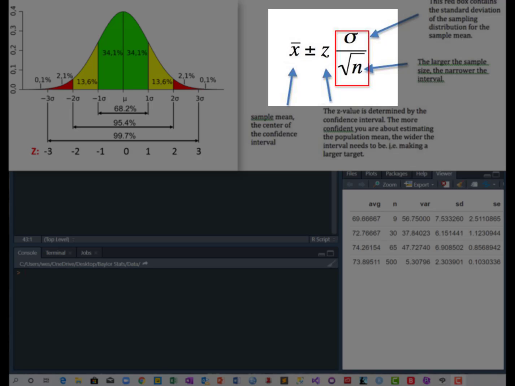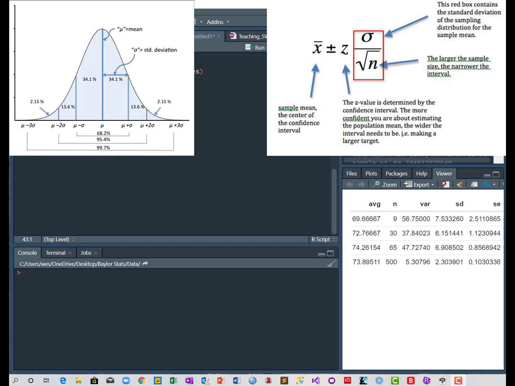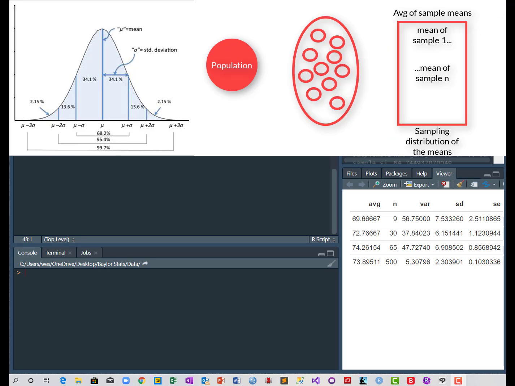Let's take a little deeper look at how the standard error works. The standard error is a form of the standard deviation, but it serves a different purpose. The standard deviation is a descriptive statistic that estimates variability. The standard error is an inferential statistic, which measures the precision of the estimates of the population from a sample.